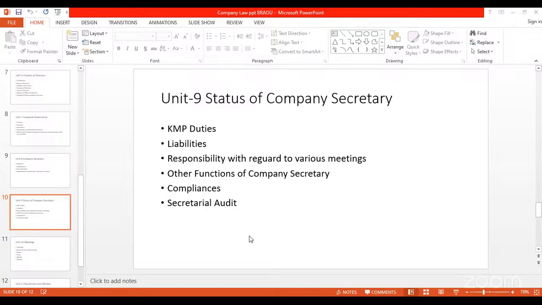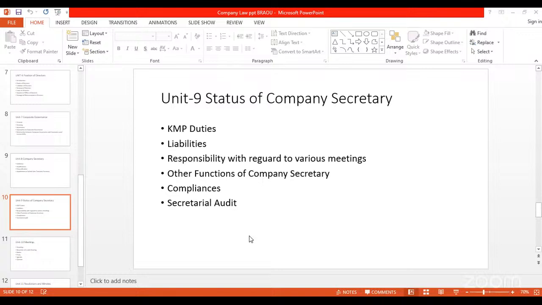The first compliance is the meeting of the board of directors, which we have discussed earlier, right? The first meeting of the BOD is required to be held within 30 days of incorporation of a company. Then further, 4 board meetings are required to be held every financial year in such a way that the gap between 2 consecutive board meetings is not more than 120 days.